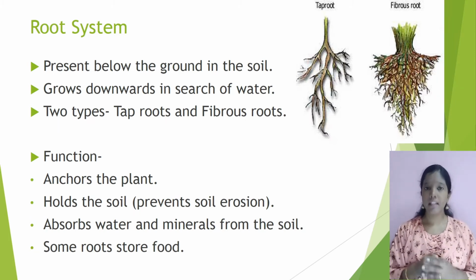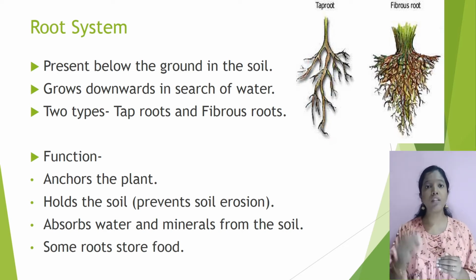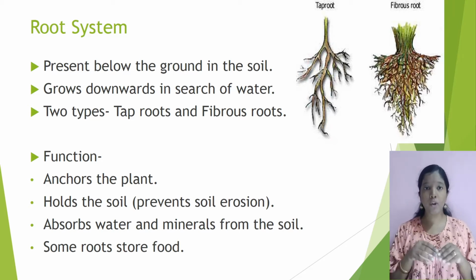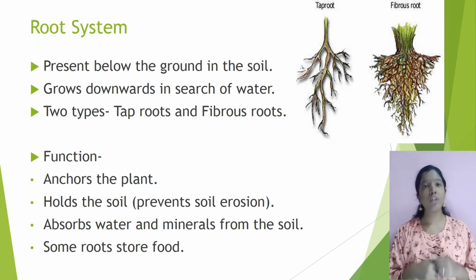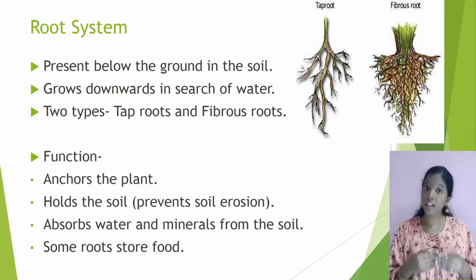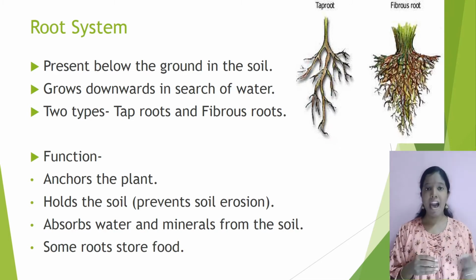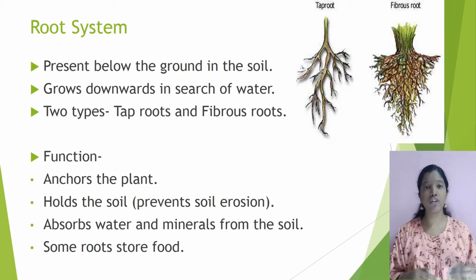The root system, as I said, is present below the soil and it grows downwards in search of water. The roots grow longer and longer in search of water. There are two types of roots depending on the type of the plant: the taproot and the fibrous root. Further in this video, we will discuss in detail the structure and the different characteristics of a taproot and a fibrous root.